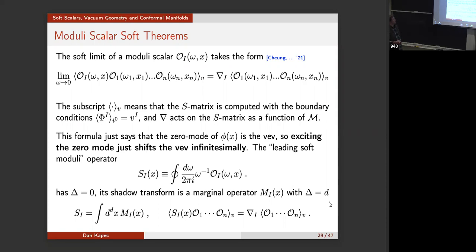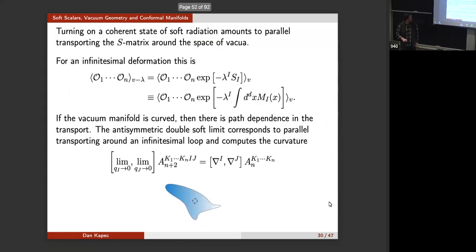And you can see that it will have dimension 0, which means that its shadow transform will be a spin 0 dimension D operator. That's also known as a marginal operator. So we can really think about this soft moduli scalar as being a D-dimensional integral of a marginal operator. That's exactly the type of thing that you add to the action in conformal perturbation theory to move around in the space of conformal field theories. And the correlation functions of the soft operator, they're just covariant derivatives on the reduced S matrix.